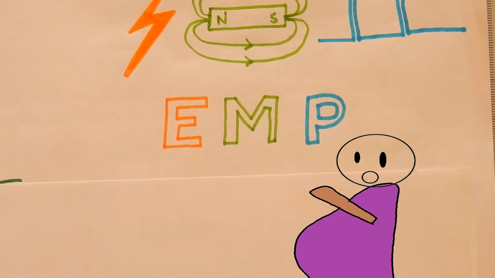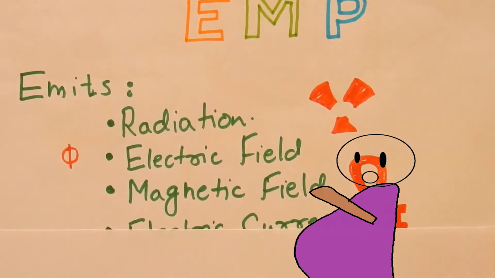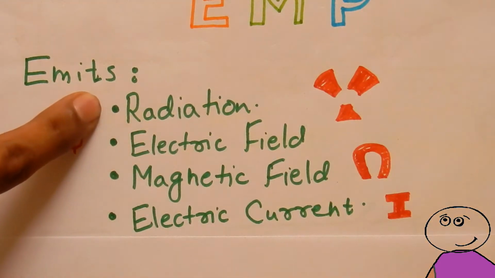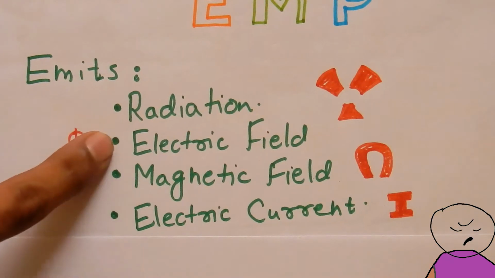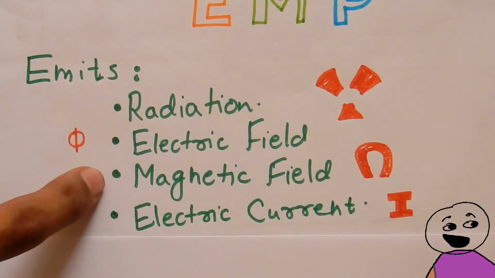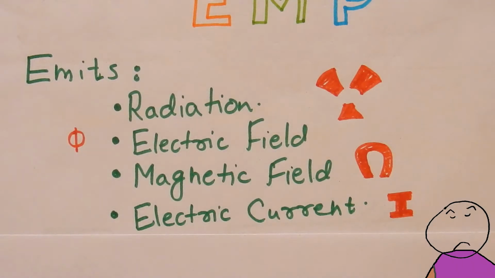EMP produces four types of powers. The four types of powers are basically radiation, second is electric field, magnetic field and electric current. Radiation is the one which affects the devices that are far flung. Electric field and magnetic fields are the forces which affect the devices which are nearby, and electric current only affects the devices which are currently connected to the EMP.